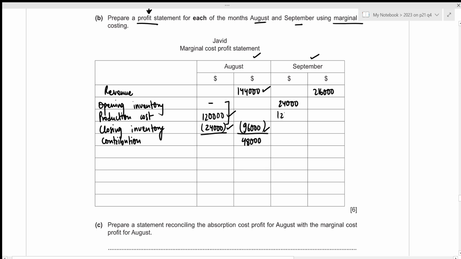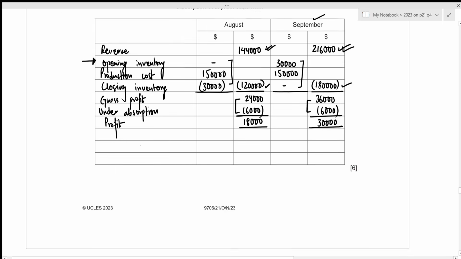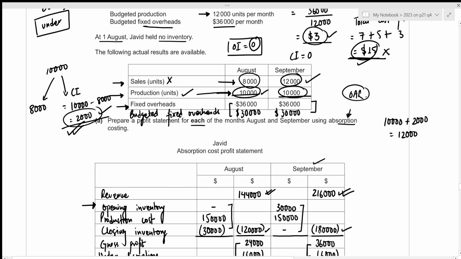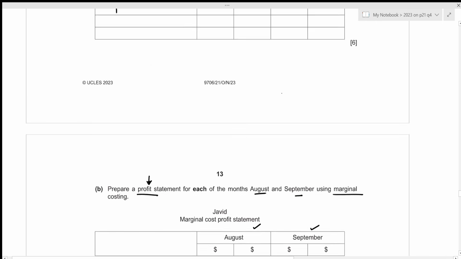Production cost was 120,000. There's no closing inventory. Now the total cost of sales for September, or the direct cost, will be 24,000 plus 120,000, which is 144,000, which we need to subtract in order to get the contribution. So that will be 216,000 minus 144,000, which is 72,000. Now the last step would be to subtract our fixed overheads. And remember to include the actual fixed overheads. That's already given in the question to be 36,000 for both months.